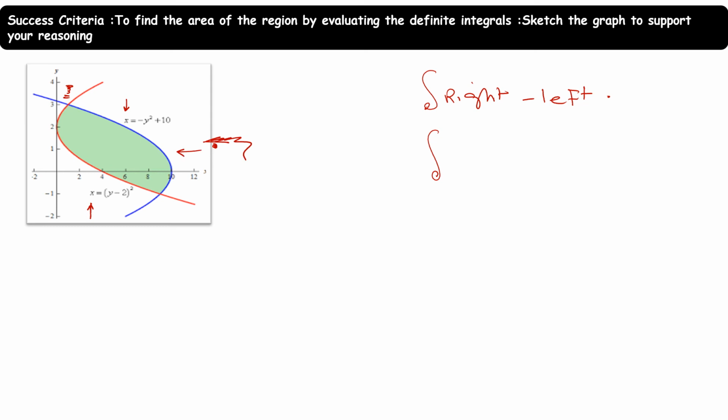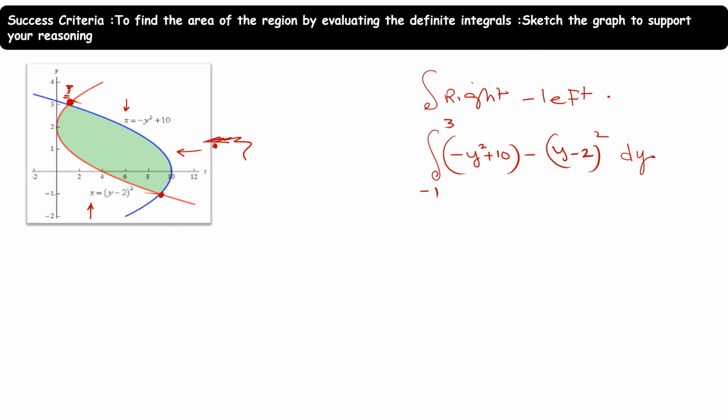So the equation of the blue curve is -y square plus 10, minus the left curve, which is shown by the red line. So it is (y minus 2) whole square. Since all the functions are written in the form of y, we have to write the dy and take the y values. So the y value over here, if we see, is -1, and the y value over here is 3.